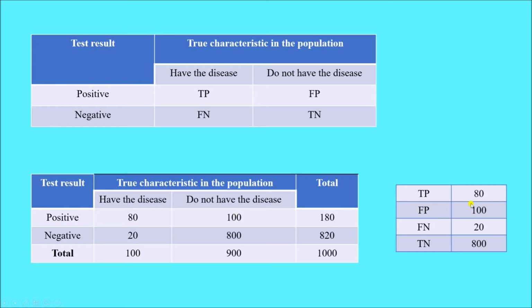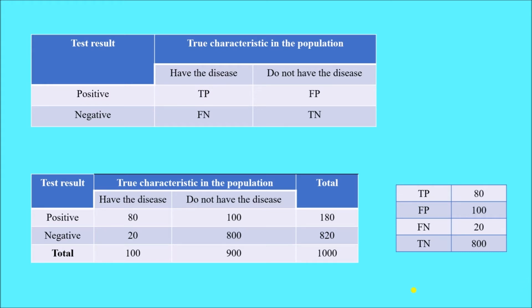So false positive is 100 people. This 20, they have the disease but they have tested negative. So they are negative but that is false. So this is false negative, 20 people. And these 800 people are those who do not have the disease and also have tested negative for the disease. So they are negative and they are true negative. So these are the numbers. So this is how we identify the population in context of the actual characteristic of the population. That means whether they are having the disease or not in real situation, and also the test results, which can be either positive or negative.